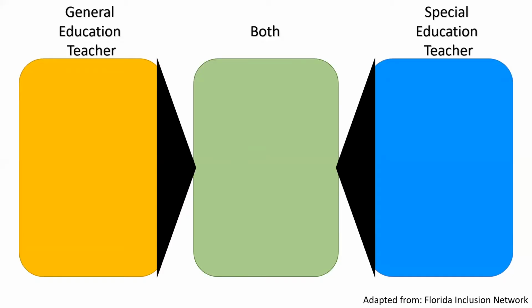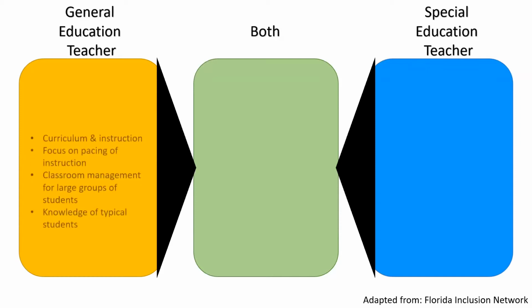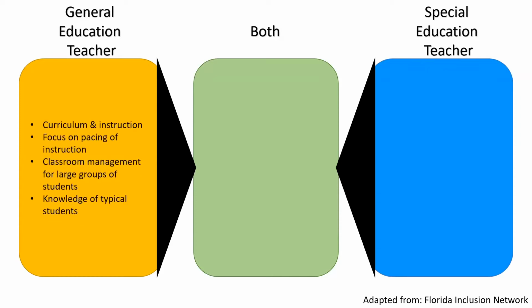So the Florida Inclusion Network has what I thought was a pretty cool graphic about what the responsibilities are in the classroom. They broke it into what the general education teachers' responsibilities are, special education teachers' responsibilities, and then what they both have in common. So if we look at this list, we can see that the general ed teacher is responsible for the pacing and choosing the objectives and management overall in the classroom of the large group, and a knowledge of how typical students might perform in the classroom.